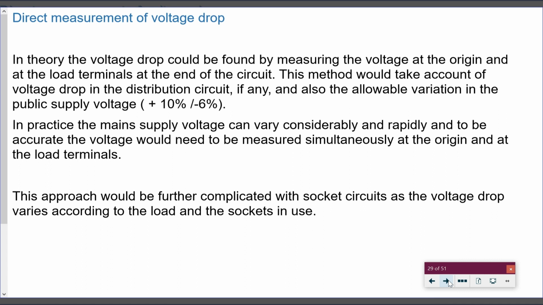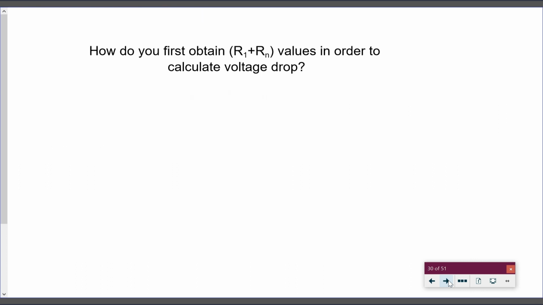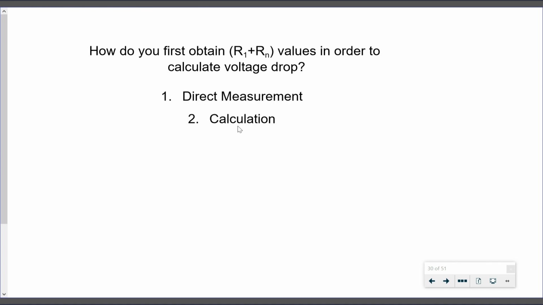This simultaneous measurement, although difficult, is not impossible, but generally for most periodic inspections and testing, we would look at using the calculation route. Okay. So in order to calculate voltage drop, the first thing that we need to consider is how do we obtain these R1 plus Rn values in our calculation that we looked at previously? Well, we can find our R1 plus Rn values through either direct measurement or by carrying out some calculations.